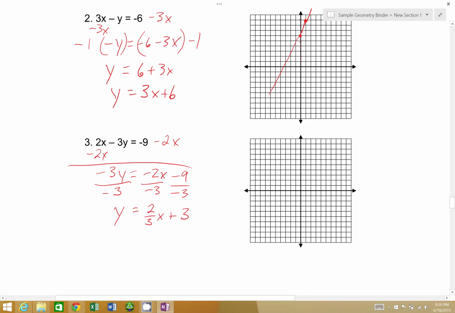Graph this out on here. All right, go up 3. 1, 2, 3. And then that is my y-intercept. From there, I go up 2 and over 3. Up 2 and over 3, since that takes us right to the corner. Boom, just like that.